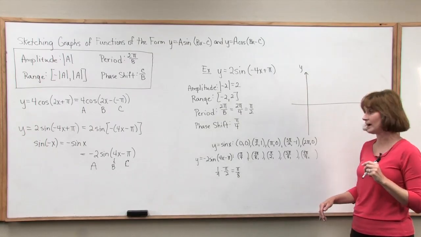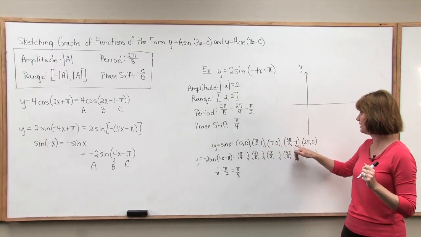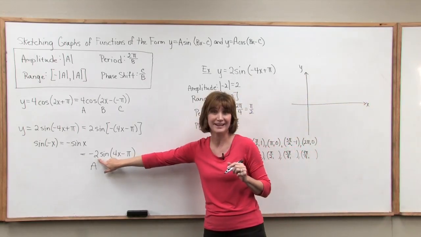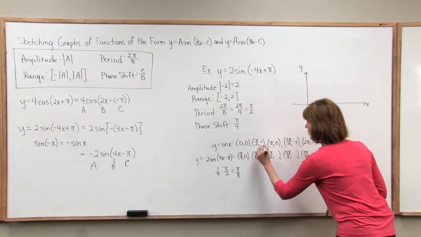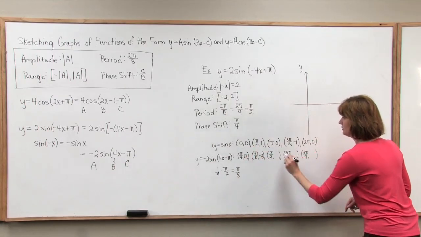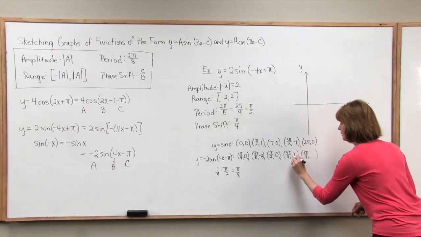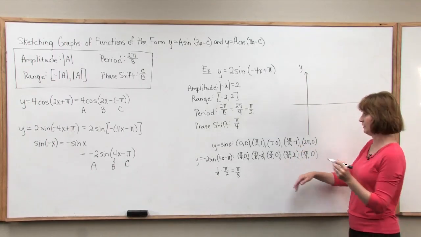Okay, now how do we get the y-coordinates? Remember, to get the y-coordinates, you multiply these y-coordinates by a. And be careful, remember a is negative 2. So 0 times negative 2 is still 0. 1 times negative 2. 0 times negative 2. Negative 1 times negative 2. And 0 times negative 2. So now we can plot these points.